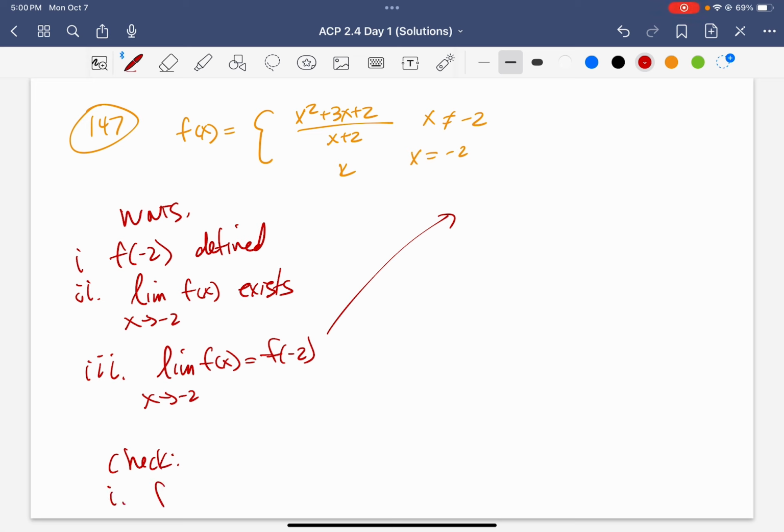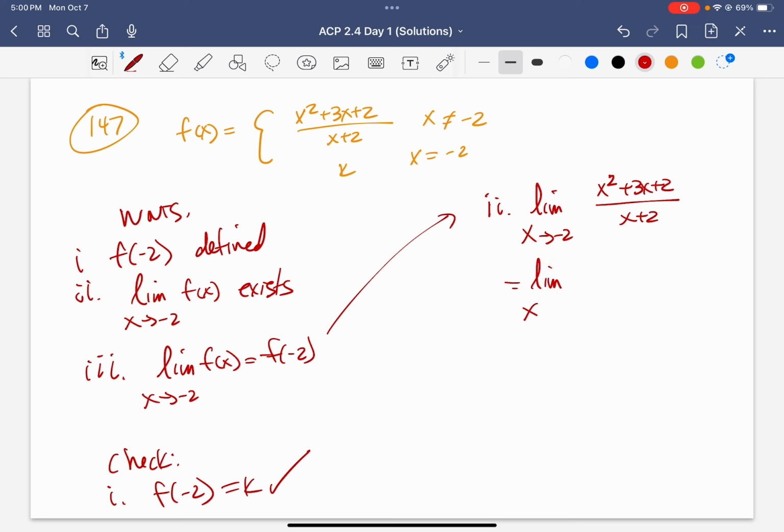So let's check. First, for 1, f of -2 is just equal to k. So we get something out as long as I can pick my k, which I can because I'm going to pick it. So that's okay. Pun intended. So 2, I need to show that the limit exists. So I take the limit as x goes to -2 of this thing. Can I take a limit? Let's see. What do I hope happens? Well, I hope that there's an x plus 2 on top so that I can cancel it out and make a hole. And then I'm going to use that k value to fill in the hole.